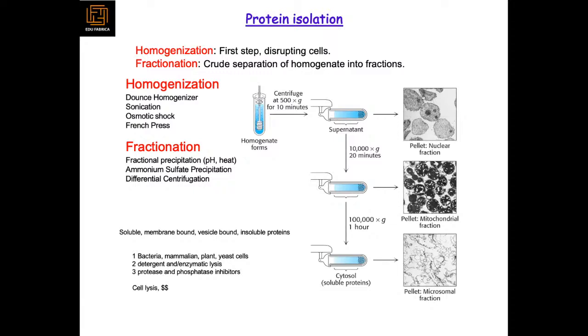Homogenization is done with the help of a Dounce homogenizer, sonication, osmotic shock, and French press. Then fractionation has to be done with ammonium sulfate precipitation and differential centrifugation. So what happens in centrifugation? You have homogenates. You centrifuge at 500 G for 10 minutes. Then in the pellet you get the nuclear fraction. Then at 10,000 G for 20 minutes, in the pellet you get the mitochondrial fraction. Then the supernatant at 100,000 G contains cytosol, and there is a microsomal fraction in the pellet.